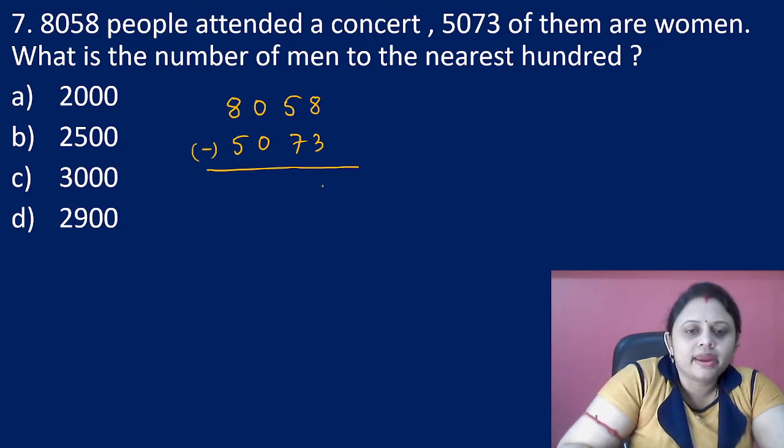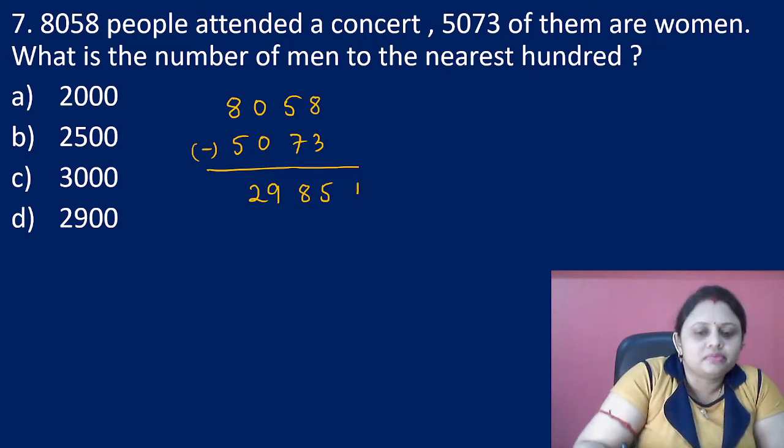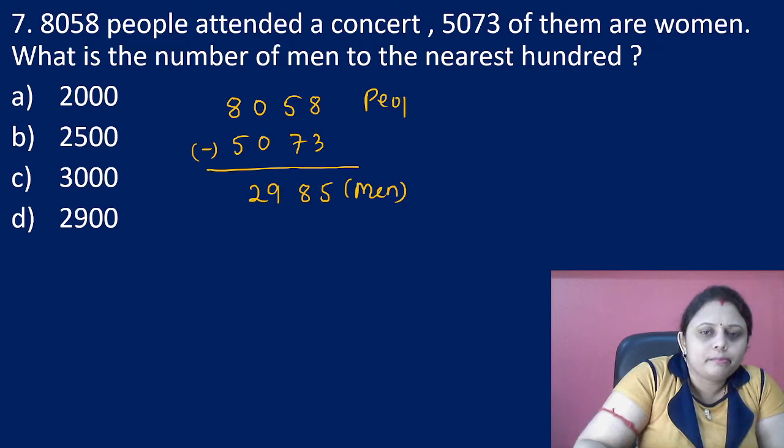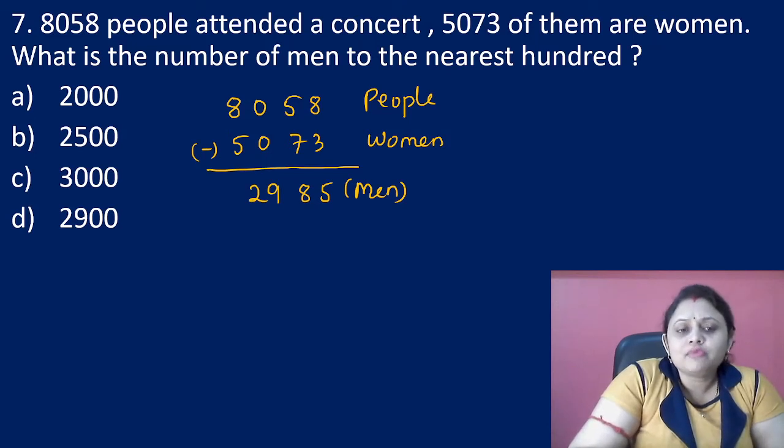Okay, so 8058 minus 5073 gives 2985. 2985 is the number of men. The first is the number of people, the second is the number of women. Okay, what do we have to do next? We have to find the number of men to the nearest 100.